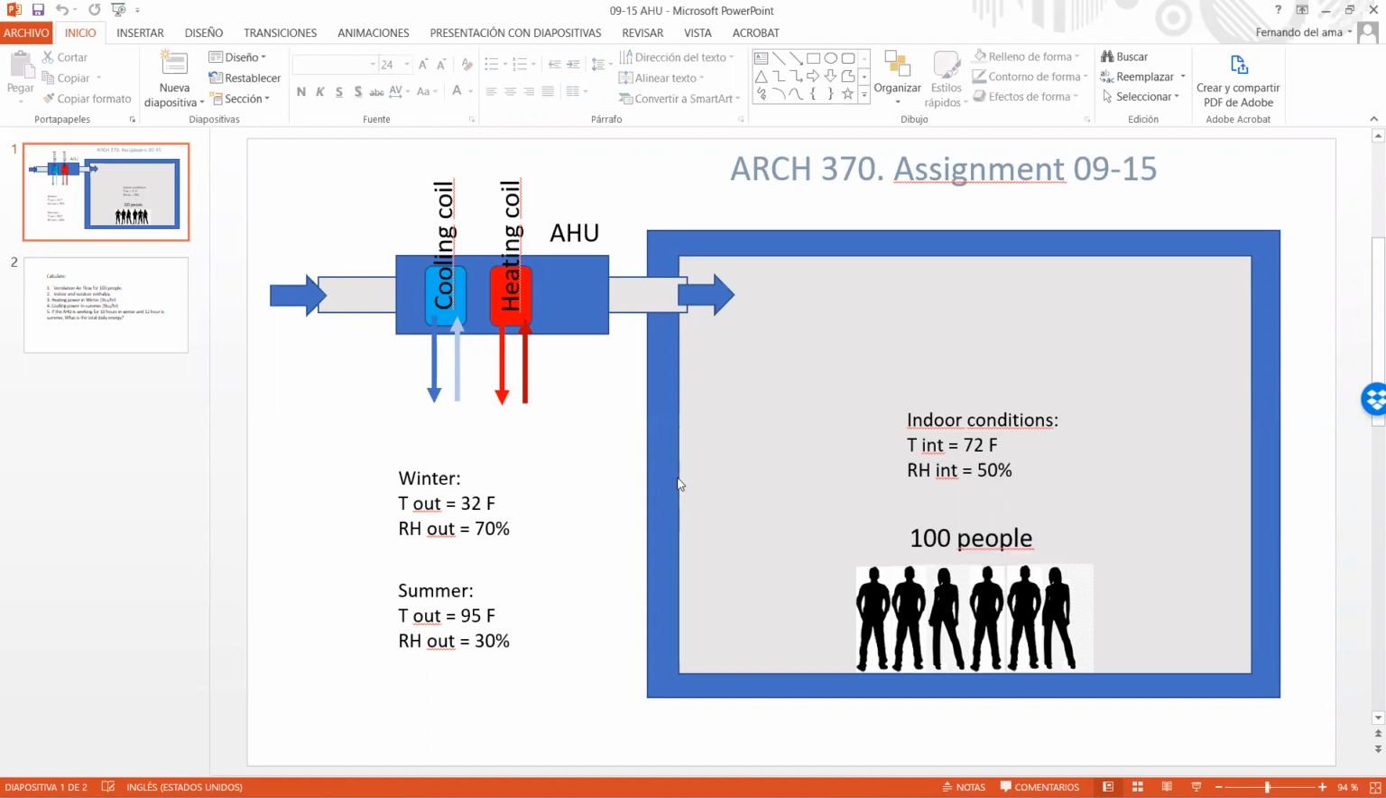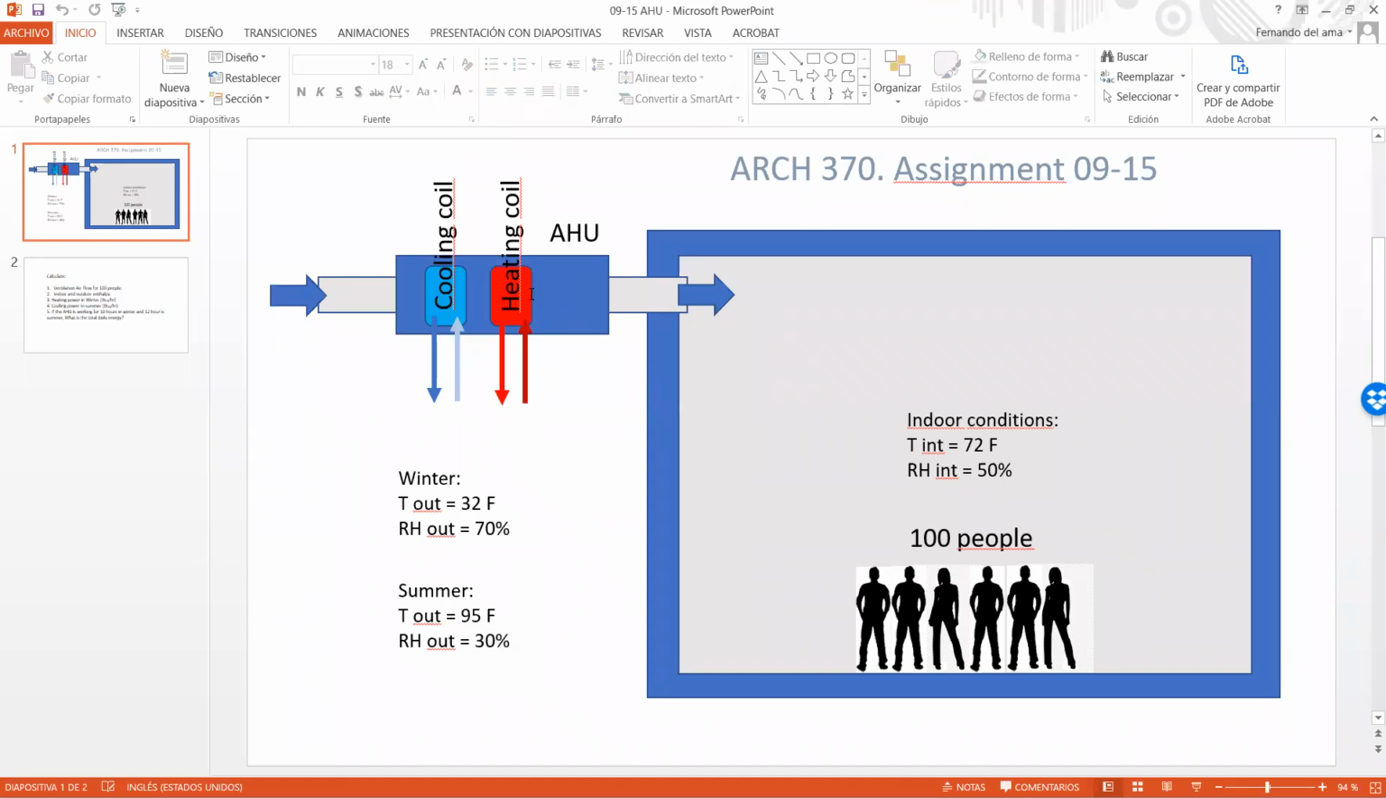And then what we have to do, we need to provide this with fresh, healthy air, but at these conditions. Outdoors, if we are in winter, it's cold, we have 32 Fahrenheit and 70% relative humidity. If it's summer, it's hot, it's 90 Fahrenheit, and it's dry. Usually in summer, the outdoor air is dry. So let's say 30. Those are not comfort conditions. This temperature is too low and this relative humidity is too high. And in summer, it's the other way around. The temperature is too high and the relative humidity is too low. Okay, so that's why we need this air handling unit.